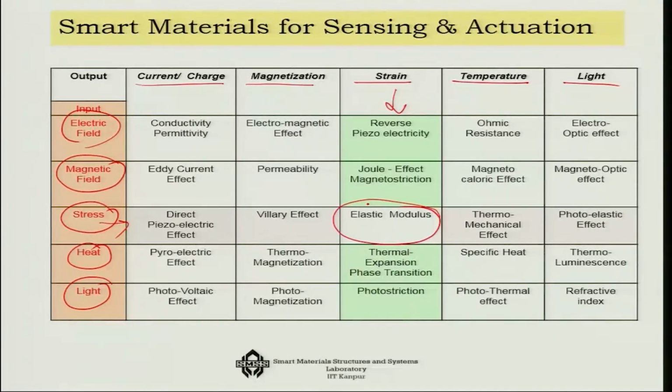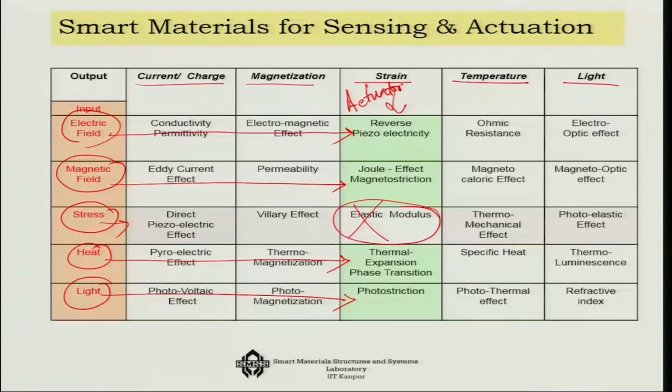Then what is smartness? Smartness is if I can generate strain not with the help of stress, but, let us say, with the help of an electric field. Generating strain that way is what is known as reverse piezoelectricity, and that is smartness. Or with a magnetic field, this is the Joule effect, magnetostriction, that is smartness. With heat, shape memory applications, that is smartness. With light, photostriction, that is smartness. So essentially this whole column, except the diagonal term, is actuators, where these off-diagonal properties of the material are used for building up the actuation.